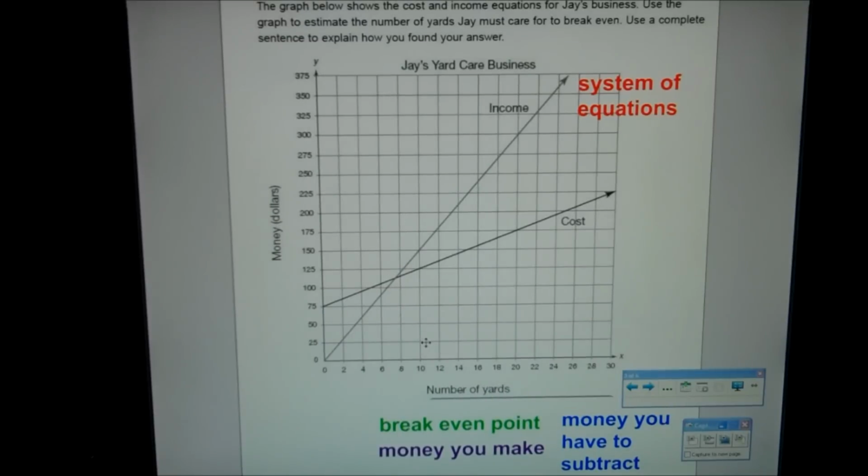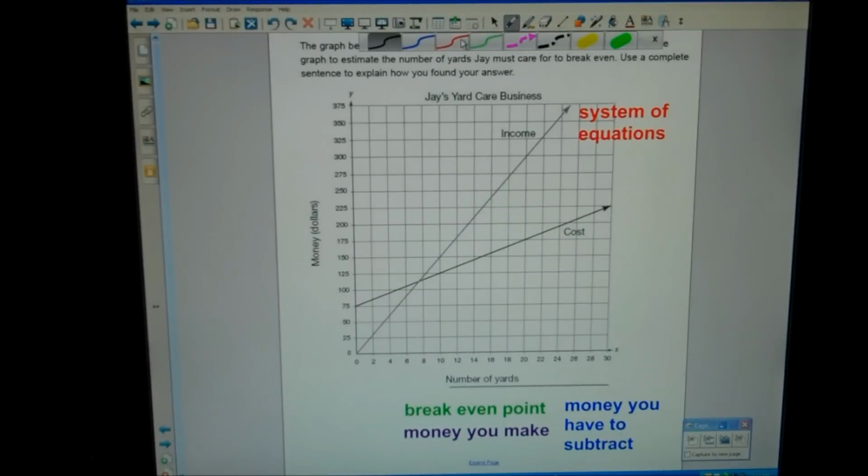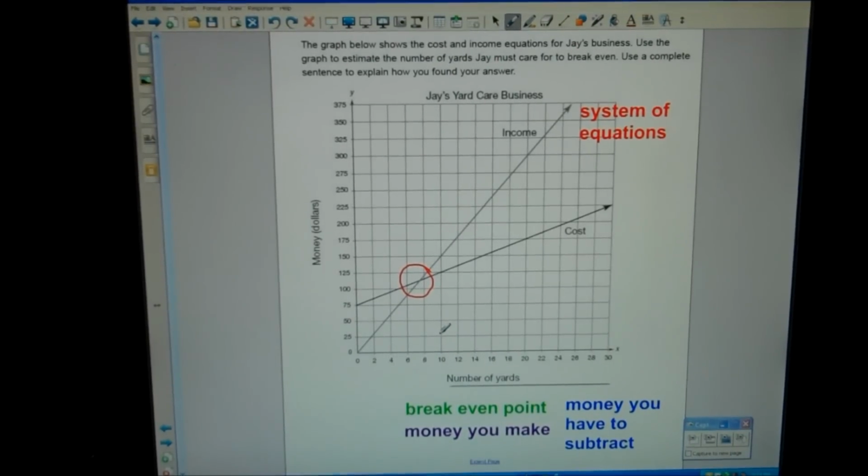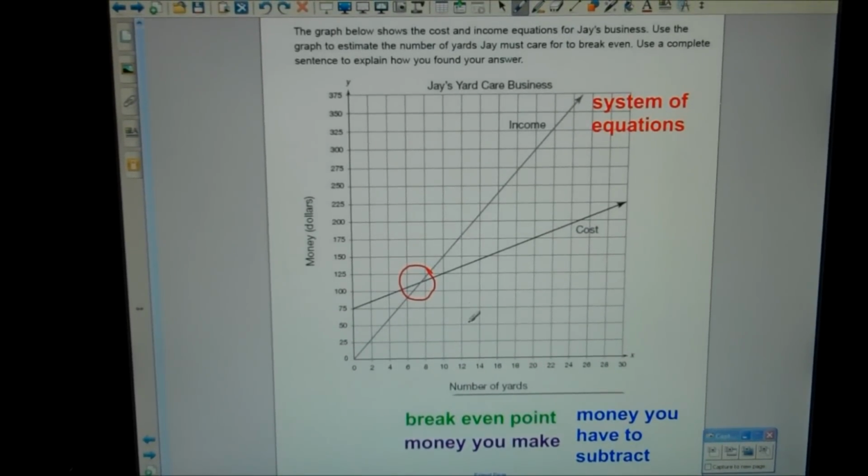Now, the question was asking about the break-even point. Okay, so let's actually look here. Let me get a pen. Okay, here we go. Look at where these two lines cross. Right here. Let me make sure you can see that. Alright, you can. We're good. Okay, here's the break-even point where my cost and my income become the same. They are the same number. Okay, so as much as I'm spending on my fuel, I'm also bringing in the same amount of income when I mow these yards.